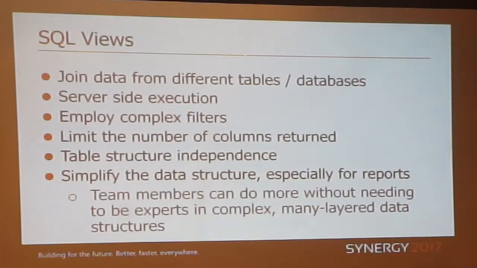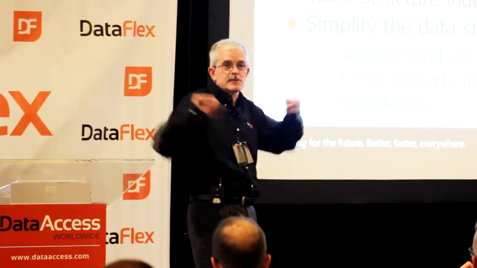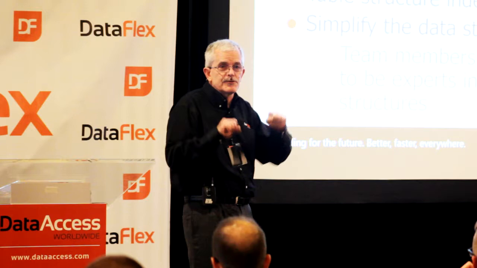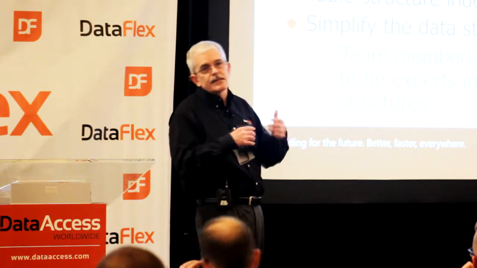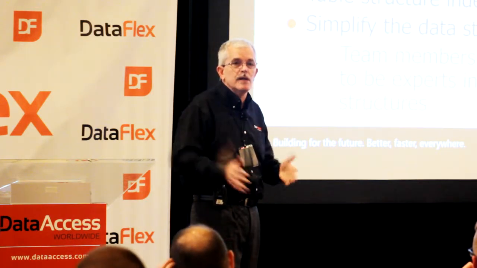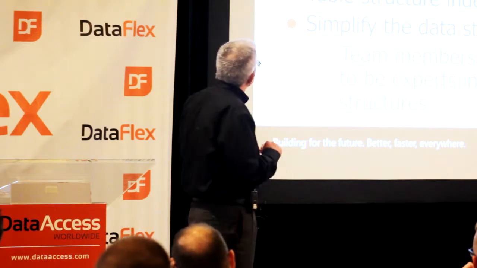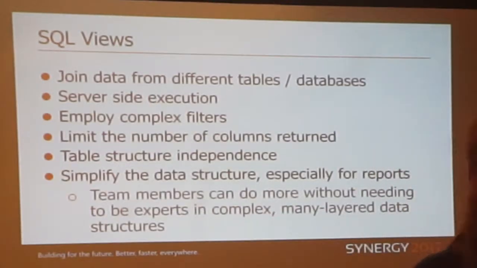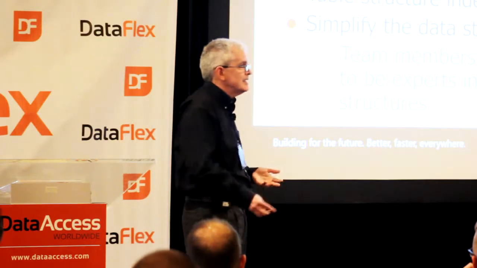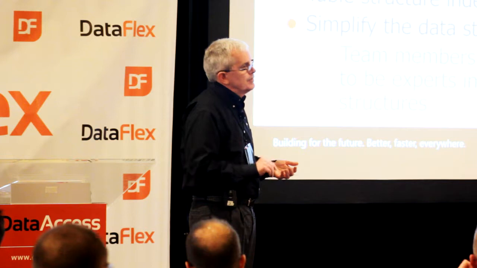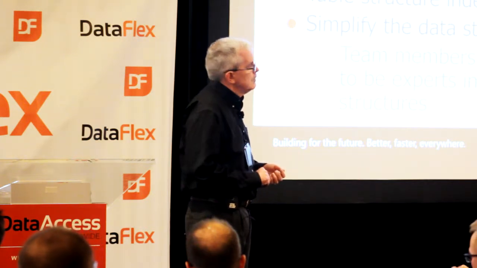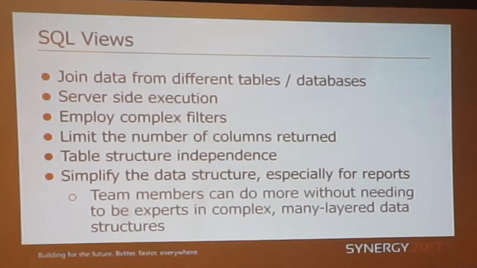I want you to employ complex filters while you're doing that. So maybe you're not only getting different columns from different tables, you've already set up a kind of constraint mechanism that you want, and you want it to happen at the server side. I want you to limit the number of columns that are coming back to me. So even though I might have 47 fields in my customer file, I need 3 of them. Why don't I even worry about the other 44? I want it to be table structure independent. I don't care where that comes from.